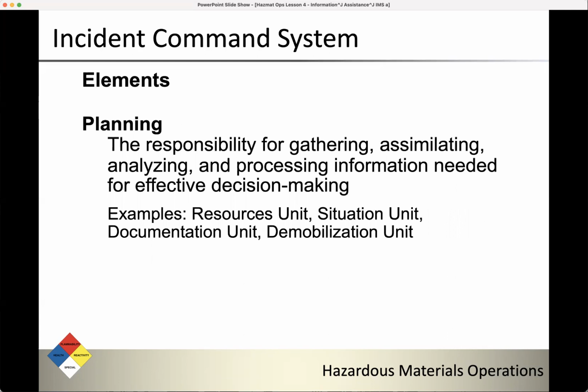And then finishing up the general staff, planning. They're responsible for gathering, assimilating, analyzing, and processing information needed for effective decision making. The incident commander can't make effective decisions if they don't gather information and process that in an effective way. The units under the planning section chief are the resources unit, situation unit, documentation unit, and the demobilization unit.